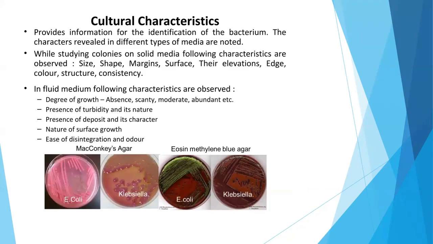Cultural characteristics provide information for the identification of the bacterium, and these characters revealed in different types of media are noted. While studying colonies on solid media, the following characteristics are observed: size, shape, margin, surface, elevation, edge, color, structure, consistency. In fluid medium, the following are observed: the degree of growth, whether absent, scanty, moderate, or abundant, presence of turbidity and its nature, presence of deposit and its character, nature of surface growth, ease of disintegration, and odor.